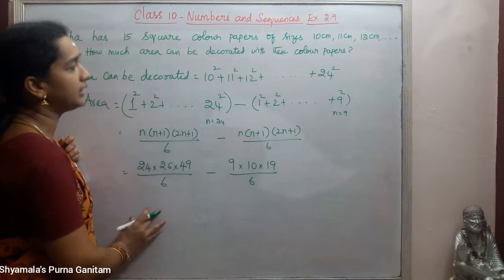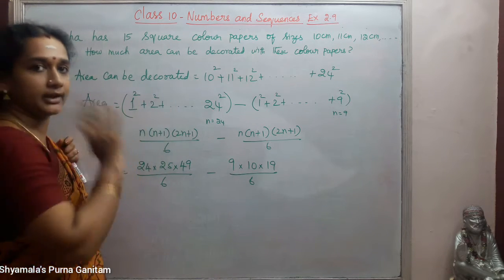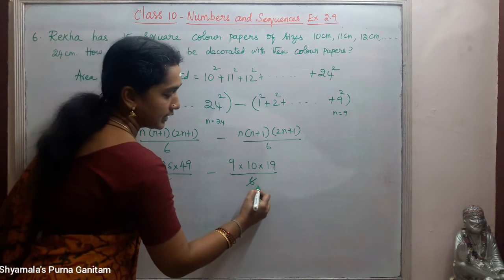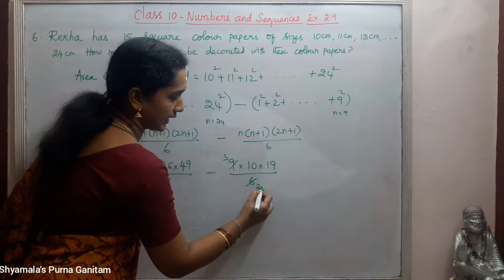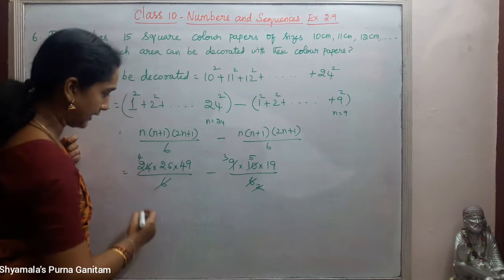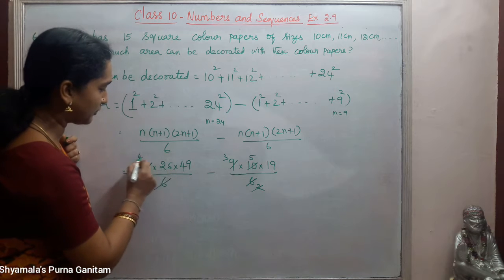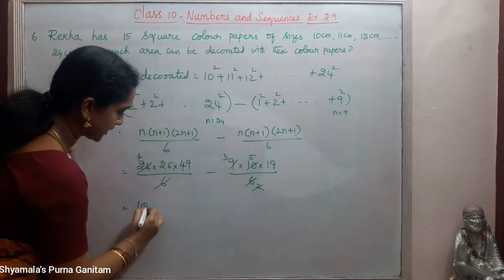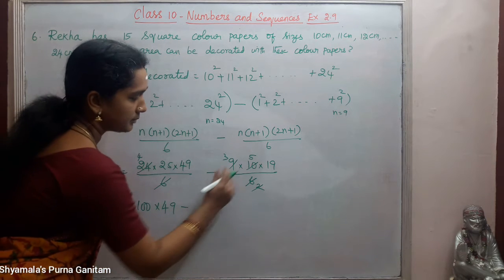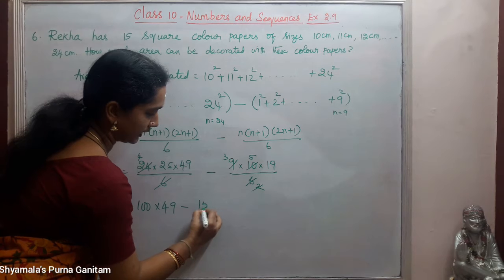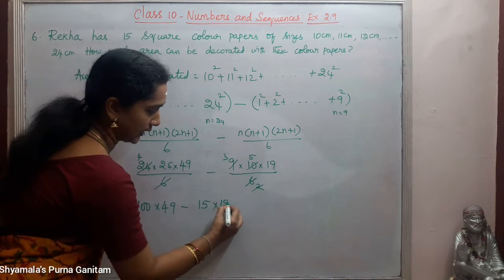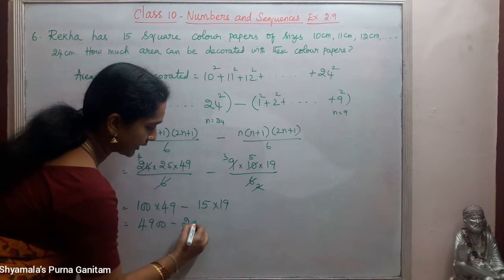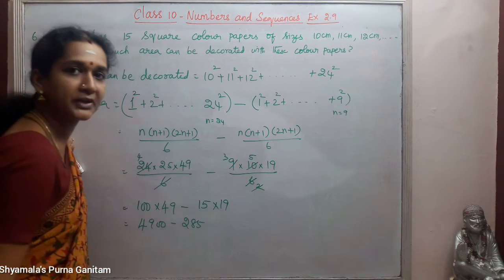Okay, if we simplify, we will get the required answer. Then 6 fours are 24 here. Here 3 twos are 6, 3 threes are 9, then 2 fives are 10. So, when we multiply this, 25 into 4 is 100. This is equal to 100 into 49 minus 3 into 5 is 15 into 19. So, this one will be 4900 minus 285, which we get when we multiply 15 into 19.